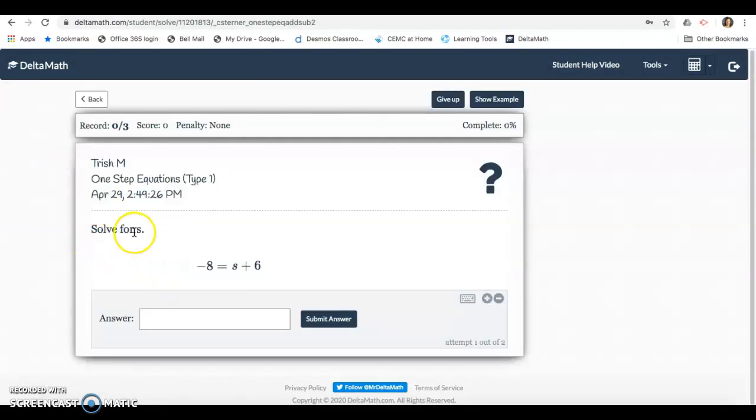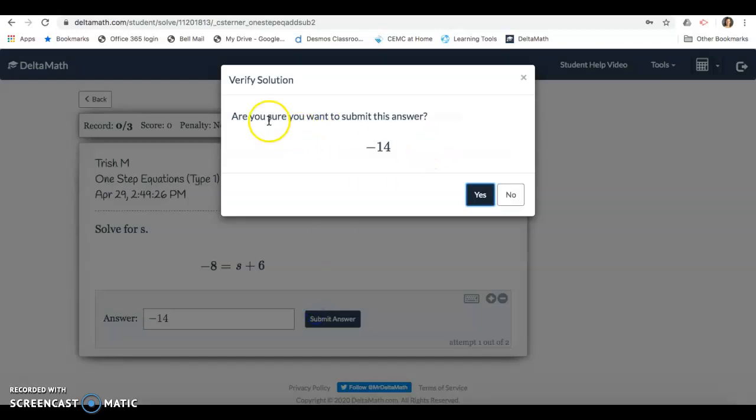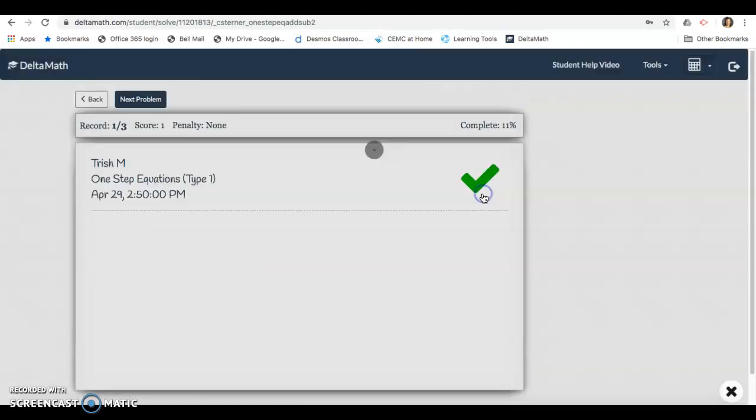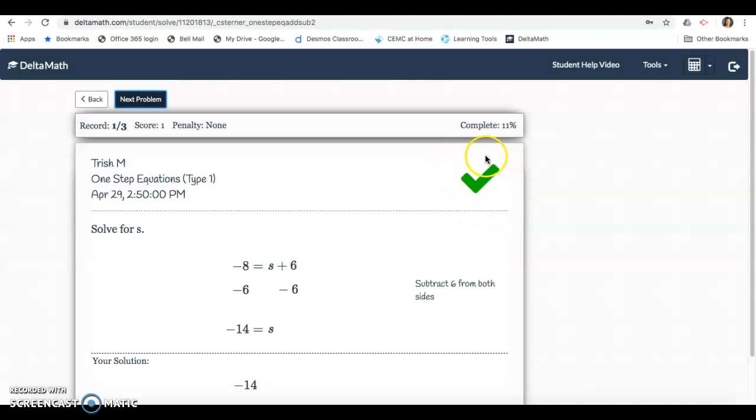The problem is solve for S, and you're given a linear equation. So I would have to do the opposite of subtracting 6 to solve this, or opposite of adding 6 to solve this equation, and I would get an answer of S equals -14. To enter your answer, put your cursor in the box and just type in -14. You don't have to put S equals. Click submit. It'll ask you to verify your solution. You click yes, and I've got a check mark right here, so I got that answer right.